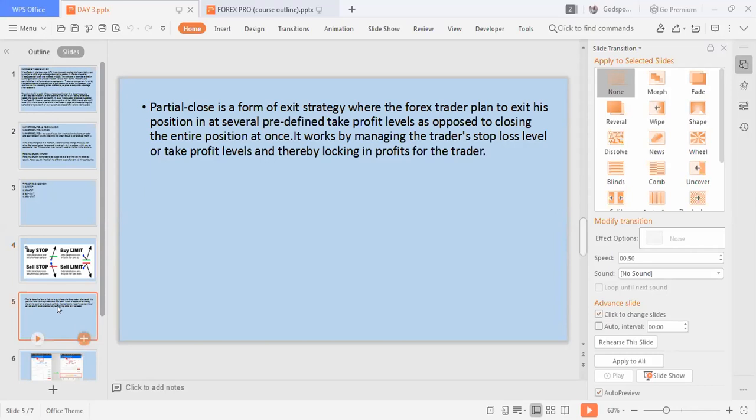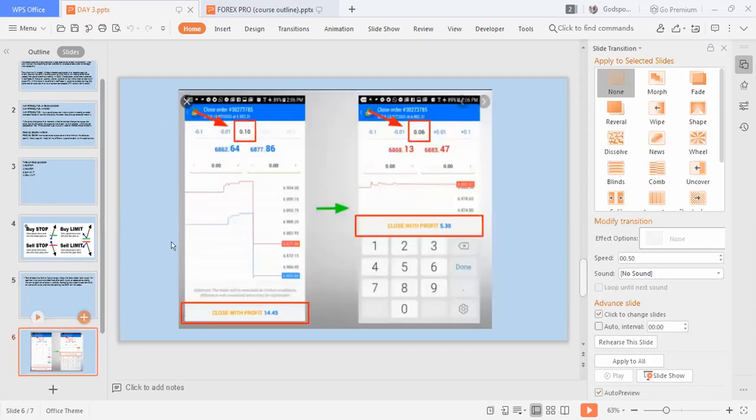Partial closing. That's the practicals I'll be starting with. Partial closing is a form of exit strategy where the forex trader plans to exit his position at a specific predefined take profit level. You might not really understand what I'm saying, but let me quickly put something on my screen.